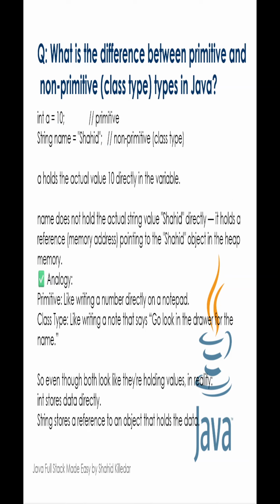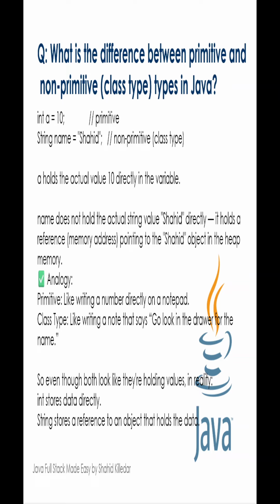Both might look like they are holding the value directly, right? It looks like that, but in reality it's not like that. a holds the actual value 10 directly in the variable, whereas name does not hold the actual string value Shahid directly. It holds a reference, that is the memory address pointing to the object Shahid in the heap memory.